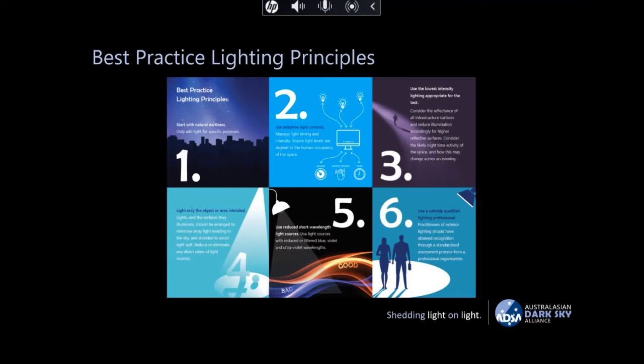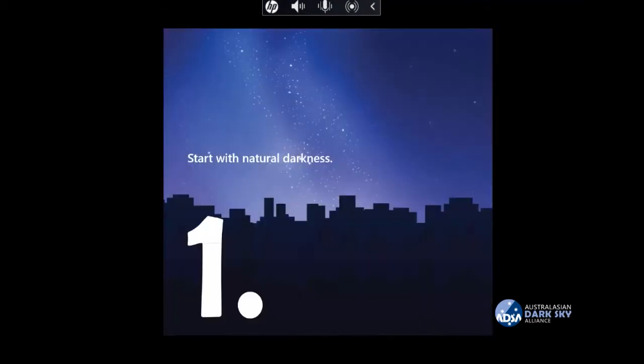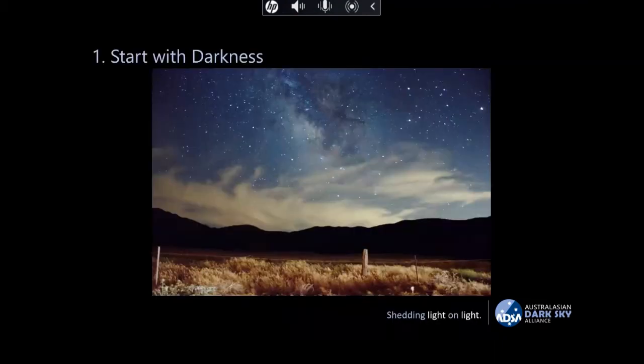the dark sky principles. And the first one is to start with natural darkness, and this is a pretty obvious one. The first question we should ask in any lighting installation is, do we actually need to light it in the first place? It's amazing how much light we have from what the skies provide us, and it is without a doubt the most dark sky sensitive lighting you can do is not to put a light in the first place.